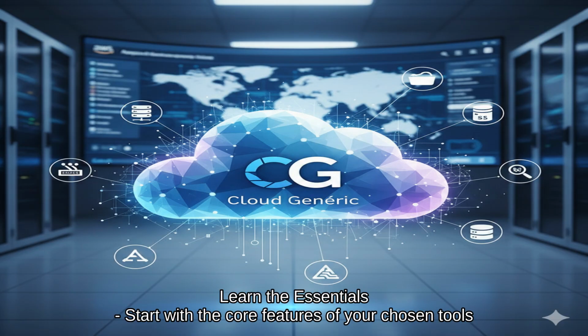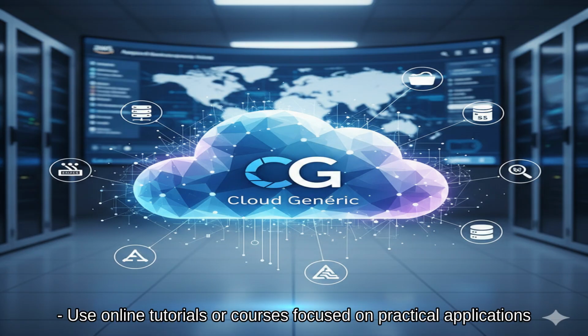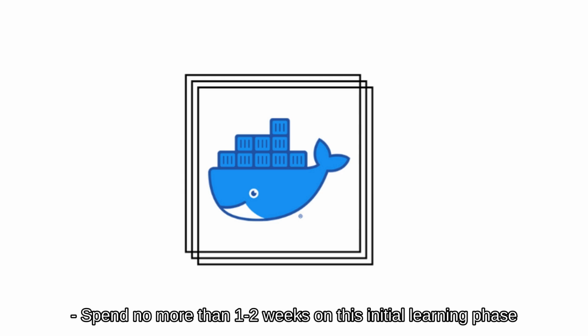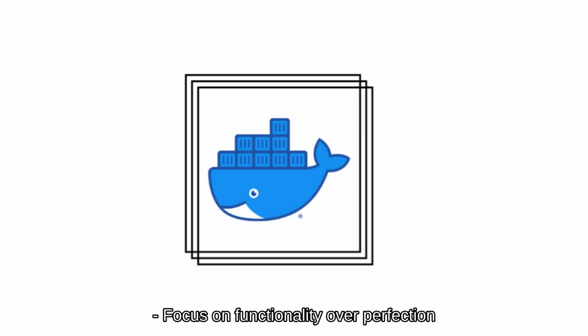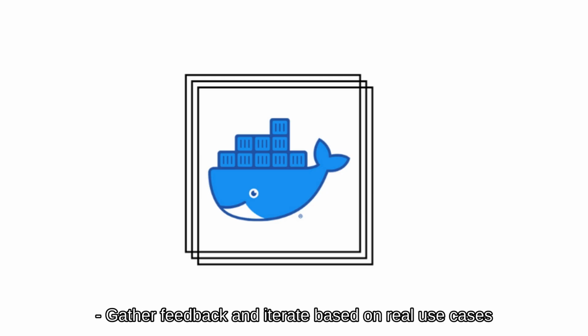Learn the essentials, start with the core features of your chosen tools. Use online tutorials or courses focused on practical applications. Spend no more than 1 to 2 weeks on this initial learning phase. Implement and iterate, build a minimum viable product using the tools. Focus on functionality over perfection. Gather feedback and iterate based on real use cases.